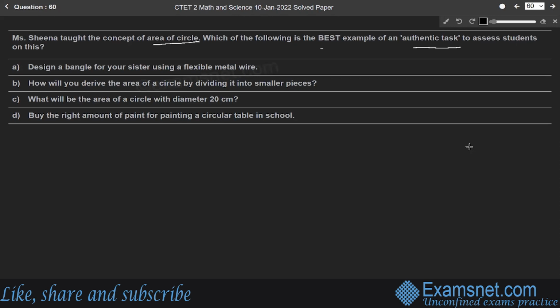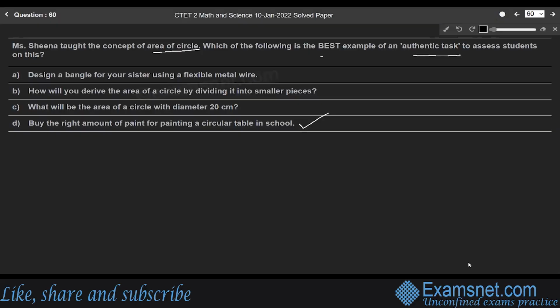Here, the authentic and meaningful task should be given immediately after a teacher explains the concepts to the students, so that the teacher may get the idea of how far students have understood the concept, and if there is any need to change the teaching strategy used currently. So, in option D, buy the right amount of paint for painting a circular table in the school. Here, application of knowledge in a real situation happens and the children learn through their own experiences. Therefore, option D is the right answer.